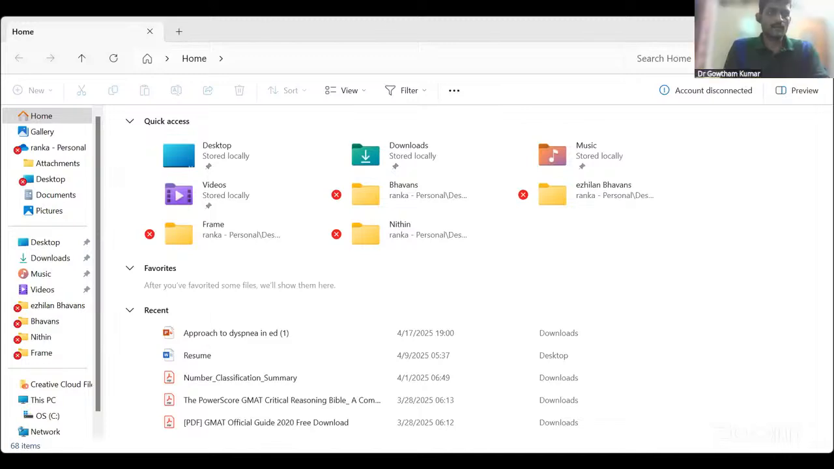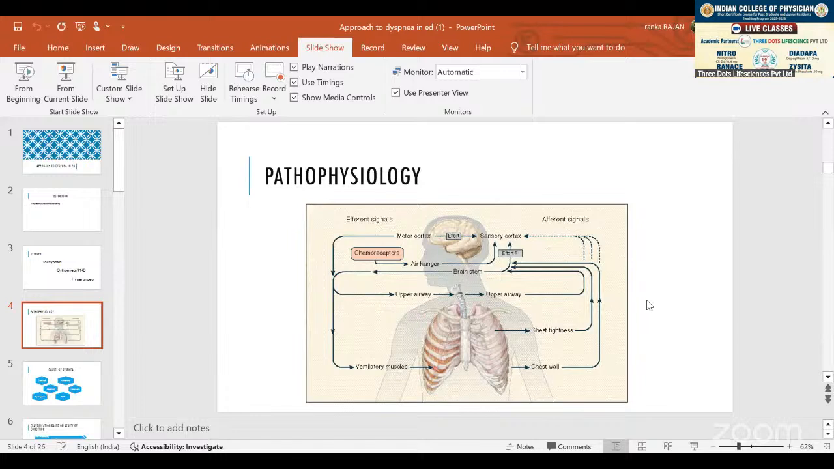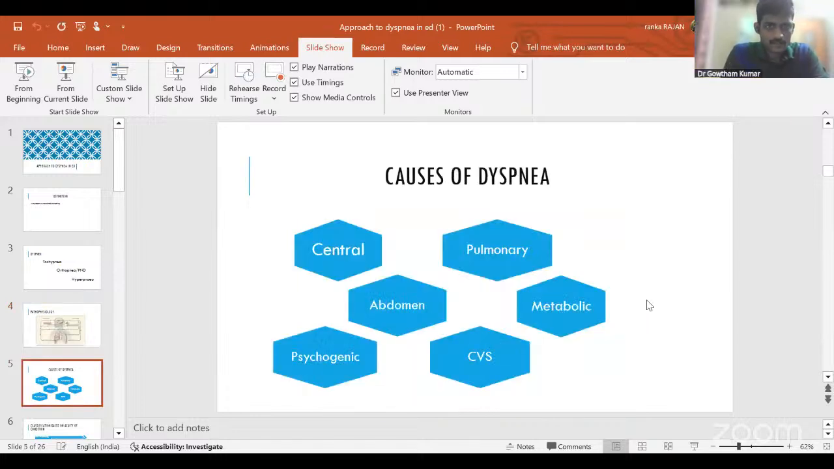The main pathophysiology is there is no absolute definition for dyspnea. Sir, your slide is not visible. Please open your slide, sir. Your slide is not visible. Put your slide in share slide mode, sir.